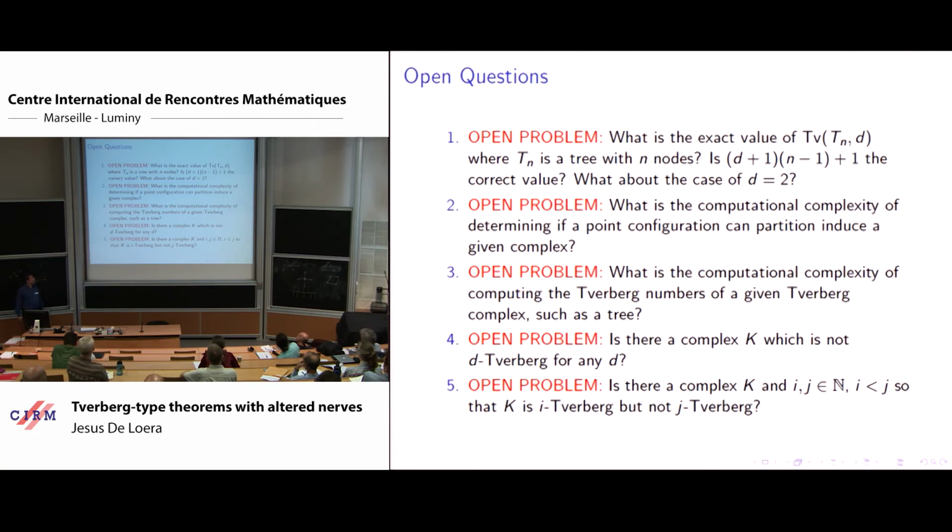All right, so I think I officially have no time, so let me just end with these open problems. We still need help to figure out several questions. For example, we don't know the exact Tverberg number for trees. We would be interested to know something about the complexity of deciding whether a particular simplicial complex is Tverberg. That's, I think, a very interesting question. And thank you for your time.